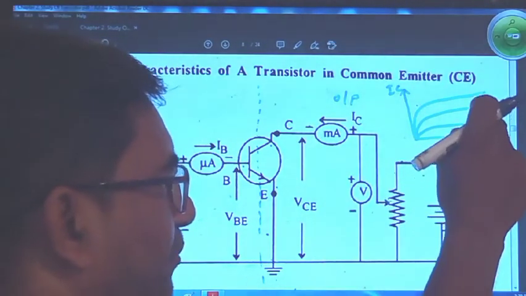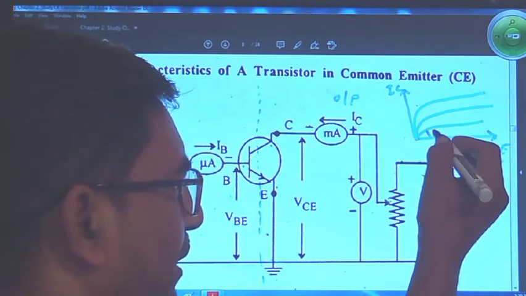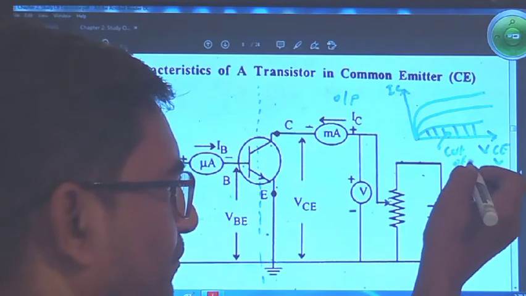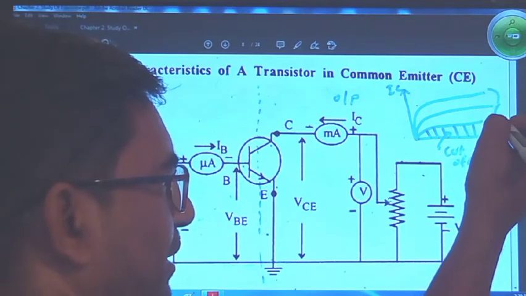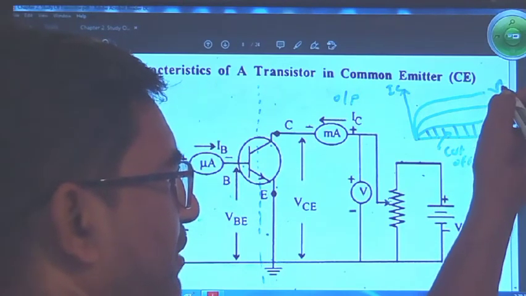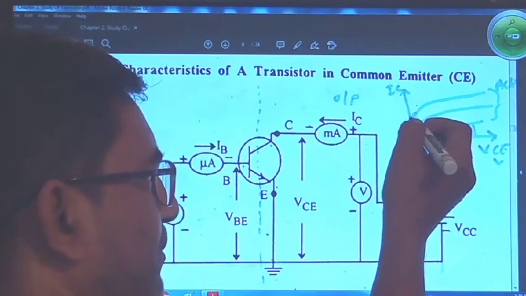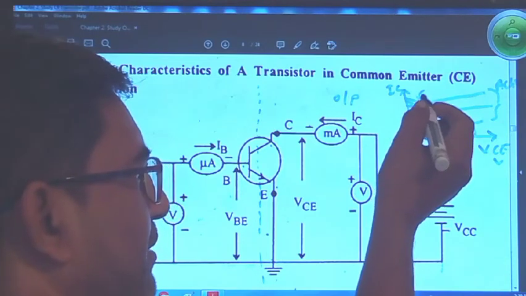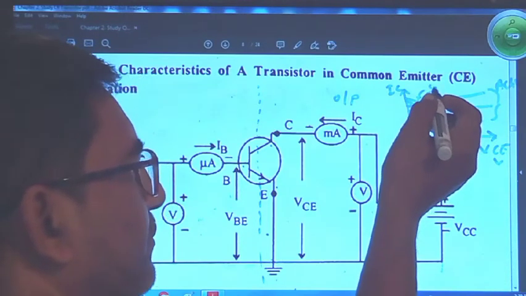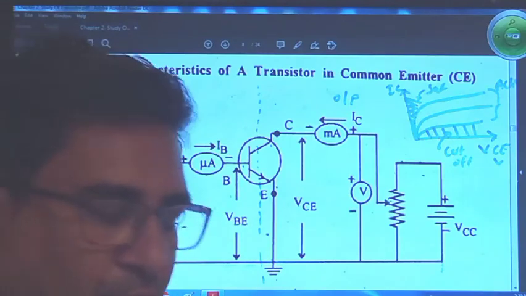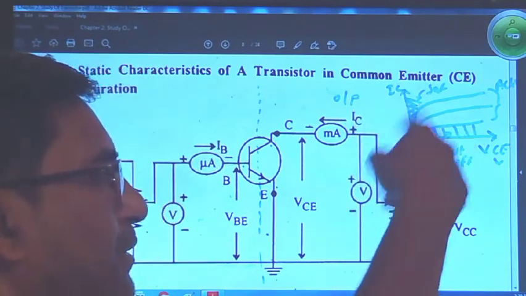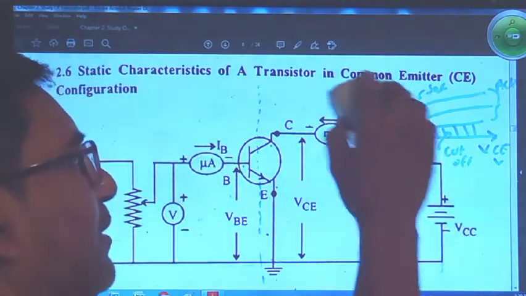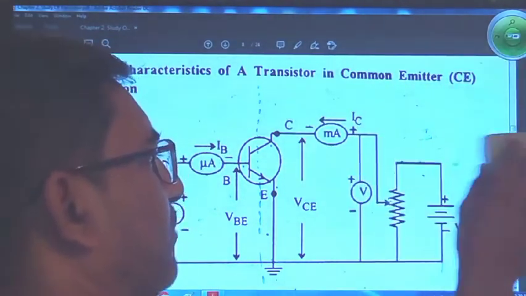Starting from 0, the region below is considered as cutoff, and wherever the output we are getting is constant, that is the active region, and the region after this is considered as saturation. These things we will show in practical, how the values are obtained. It is all about the theoretical part.